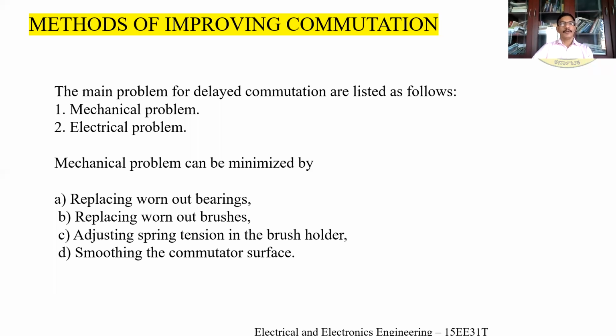Next, methods of improving commutation. The main problems for delayed or bad commutation are listed here. One is mechanical problem, another one is electrical problem. Mechanical problems can be minimized by different methods. One is replacing worn out bearings.